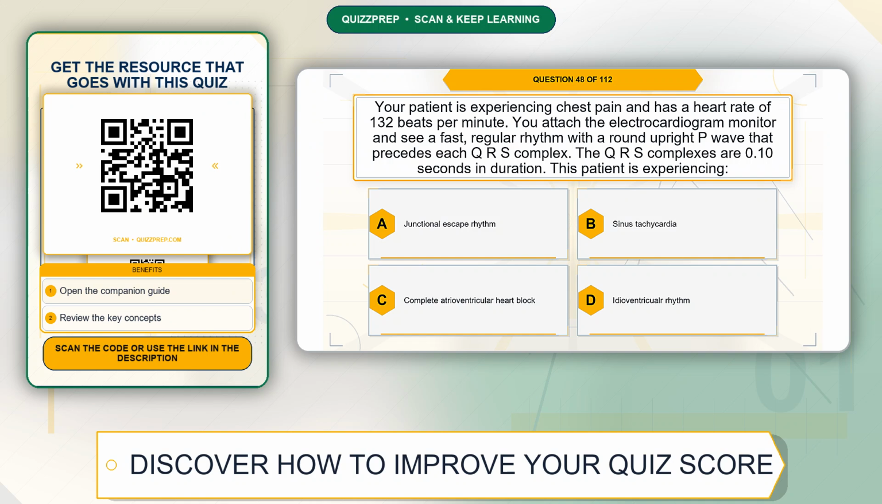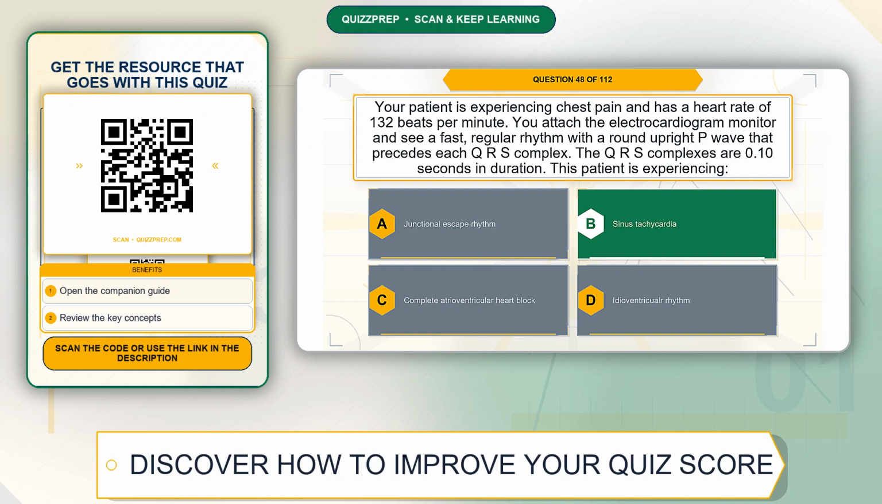Question 48. Your patient is experiencing chest pain and has a heart rate of 132 beats per minute. You attach the electrocardiogram monitor and see a fast, regular rhythm with a round upright P wave that precedes each QRS complex. The QRS complexes are 0.1 seconds in duration. This patient is experiencing: Option A, junctional escape rhythm. Option B, sinus tachycardia. Option C, complete atrioventricular heart block. Option D, idioventricular rhythm. The correct answer is option B, sinus tachycardia.